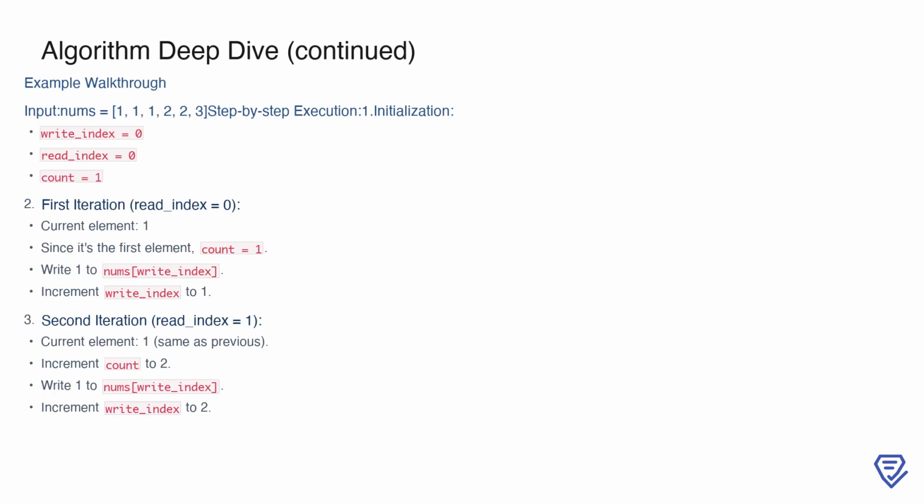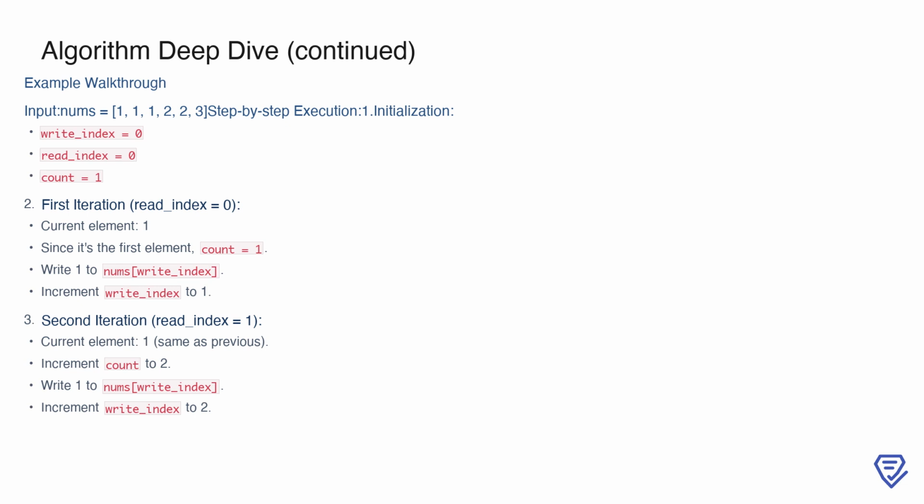Let's walk through an example to see how the algorithm works. For the input array nums = [1, 1, 1, 2, 2, 3], we start by initializing write_index to 0, read_index to 0, and count to 1. During the first iteration, the current element is 1. Since it's the first element, we set count to 1, write 1 at nums[write_index], and increment write_index to 1.